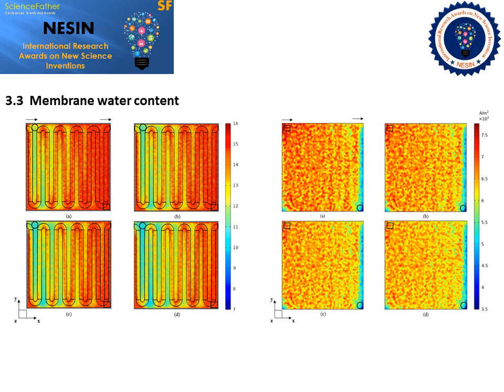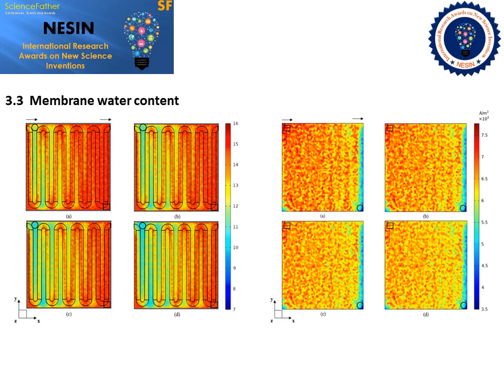And the figure also shows the condition without TCR. The distribution of membrane water is more uniform, and the water content inside the membrane is larger. The maximum value of membrane water content equals 15.15, and the minimum value is 7.89.